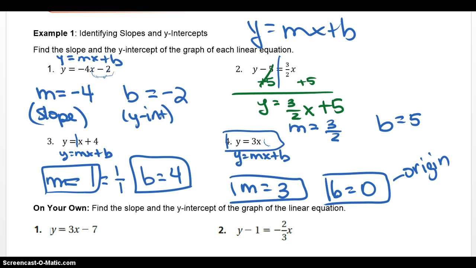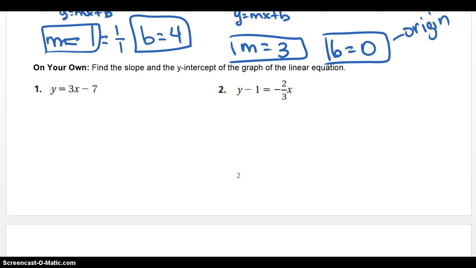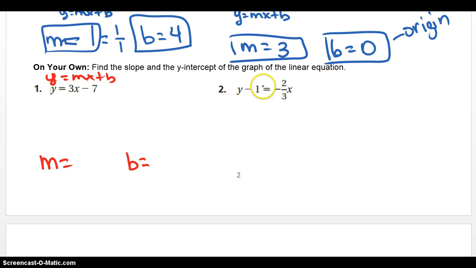Okay, let's scroll down then to on your own. On your own, the same directions: find the slope and the y-intercept of the graph of the equation. Remember, write down, right above here, y equals mx plus b. And then you're going to write underneath there m equals and b equals. Write that down. And then on this one, remember first it has to be in y equals form.